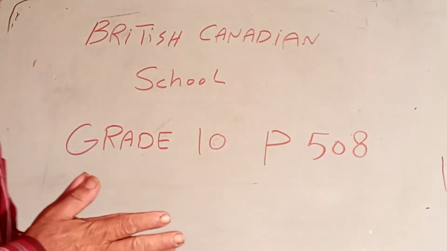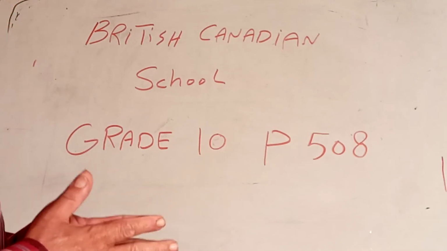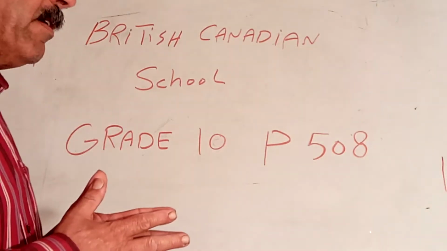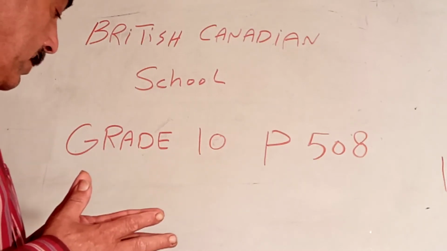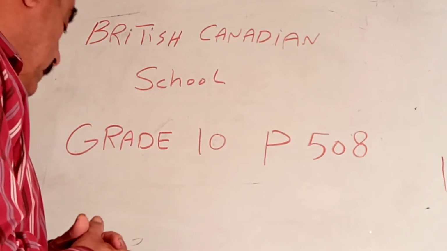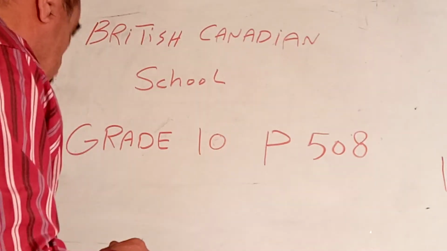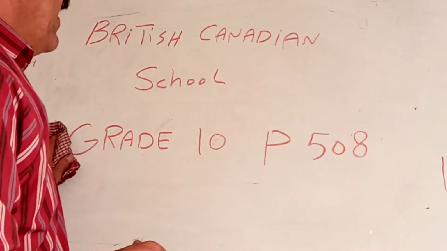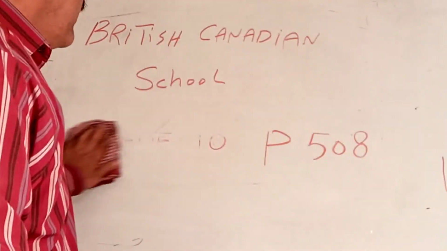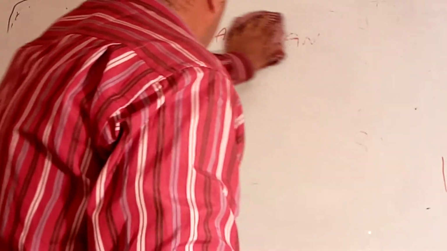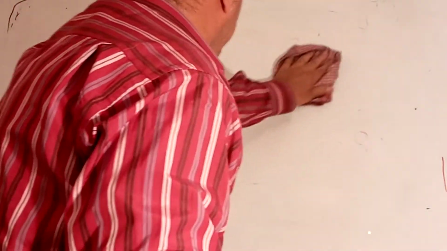Please open your book, your notes, and get ready to start on this lecture on page 508. We will start now with the sectors and arcs. Sectors and arcs of a circle. We have to find the circumference and we have to find the area of the arc.